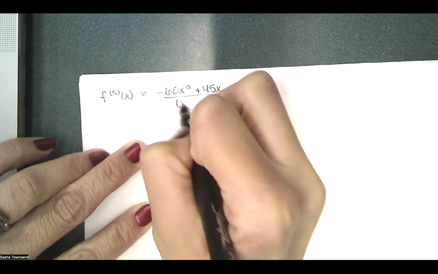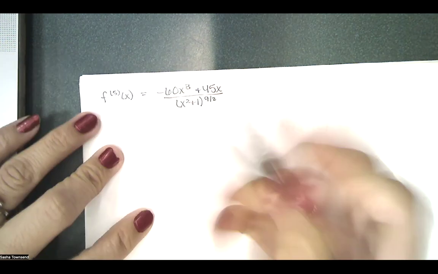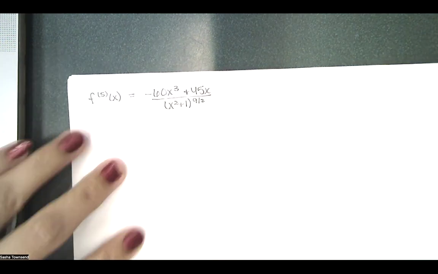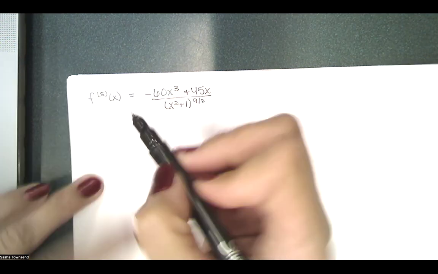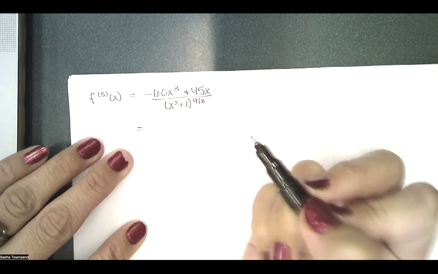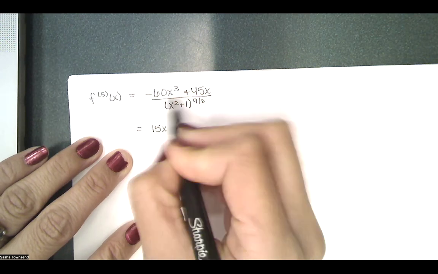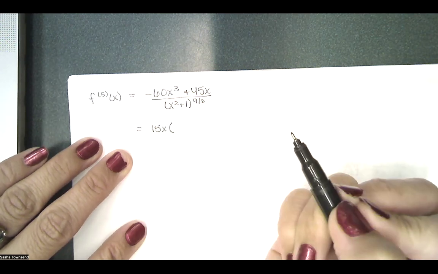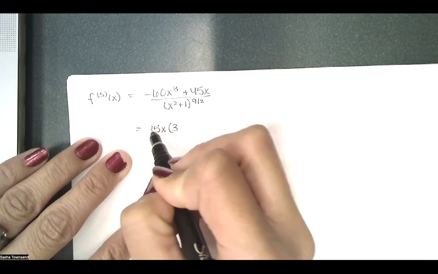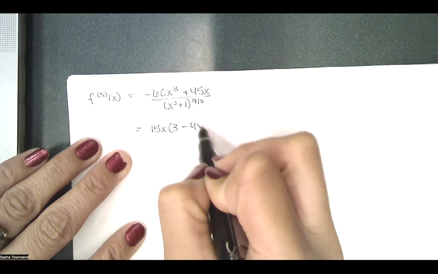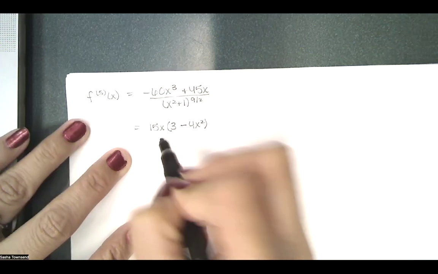And we're dividing everything by x squared plus 1 to the 9/2. And we want to set this equal to 0 and figure out where it changes signs to find the maximum of the fourth derivative. So we'll factor this as much as possible. In the numerator, we see we've got a factor of 15x in common here. We can factor out from both of those things the greatest common factor. 15x times 3 would give me that 45x. 15x times negative 4x squared would give me this other term. That covers both of those.